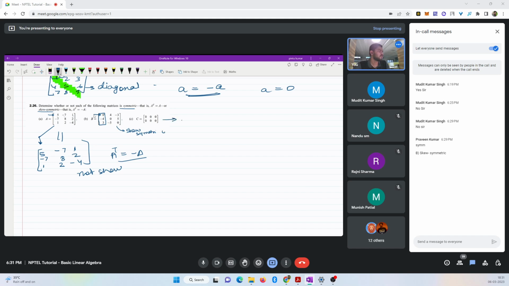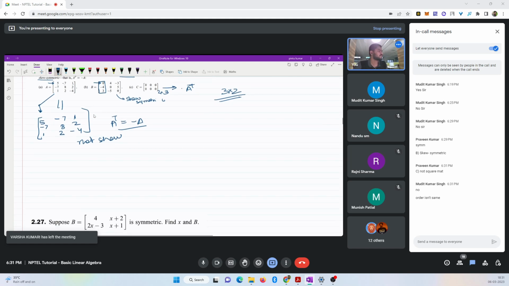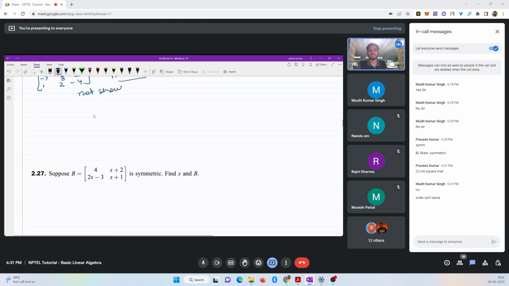Now for the third case, what do you guys think? Yeah, this is not a square matrix. If we take A transpose, its size right now is 2 cross 3, 2 rows and 3 columns, so A transpose would be of size 3 cross 2. So we can't compare them, or rather we can say that they are not equal. This is not a square matrix, so it is neither skew symmetric nor symmetric. Okay, so this was the example.